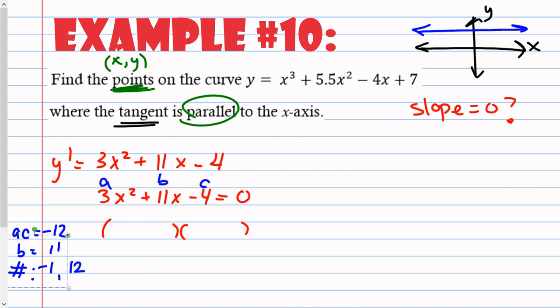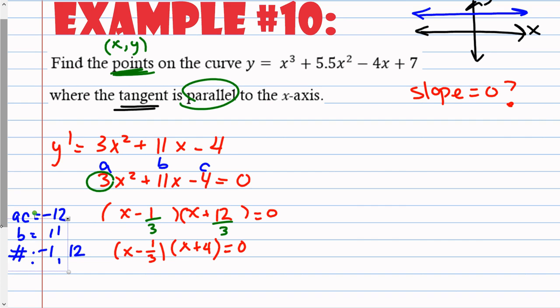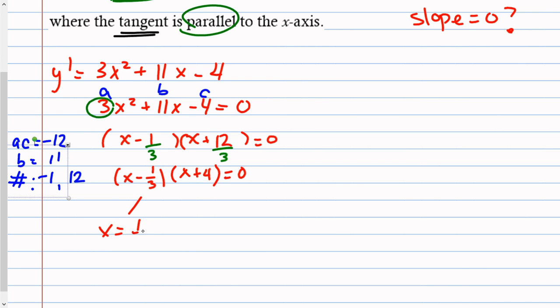So back over here, I have x minus 1 and x plus 12. Now, since a is not the number 1, I actually have to take these numbers I found and divide by 3, by a. Okay, so now I have x minus 1/3, and I have x plus 4. And using the zero product property, I have x equals 1/3, and I have x equals negative 4. And so these are my two x coordinates.